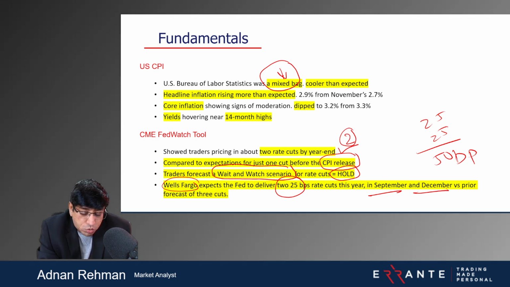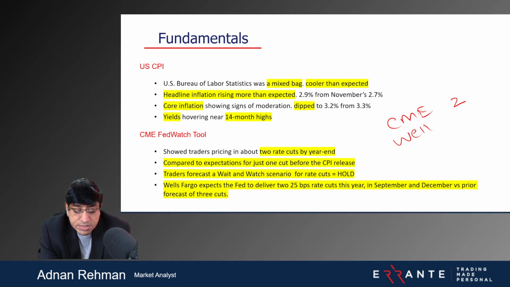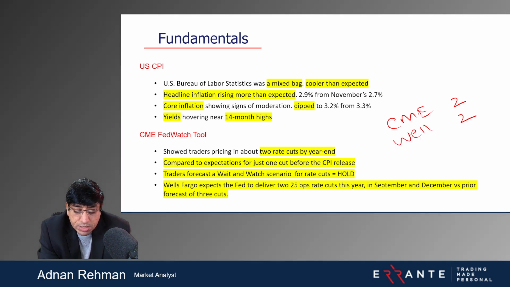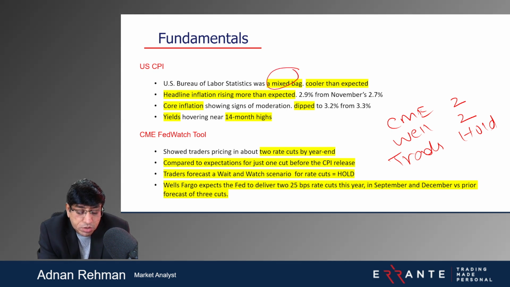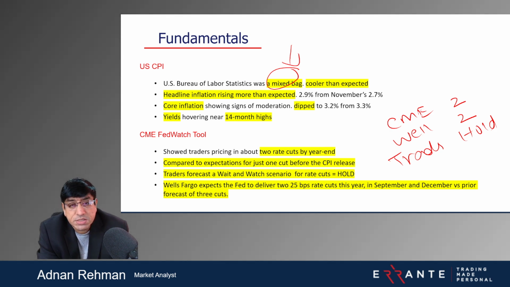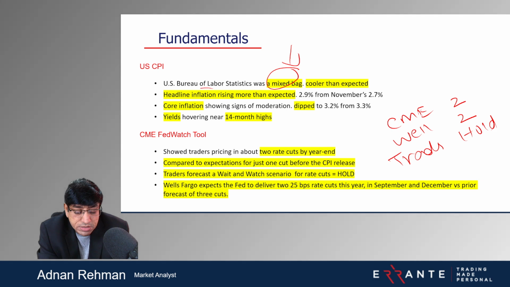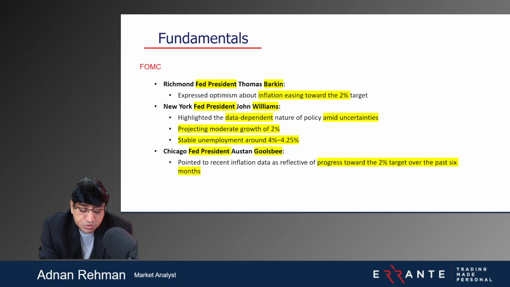So now what do we have over here? The CME is saying 2 rate cuts. Wells Fargo is saying 2 rate cuts. And traders are going for hold. See, that's why I use the words mixed bag, because the CPI print was giving us a mixed picture due to these two components. One was up and the other was down. I hope you understand this much of what I said.